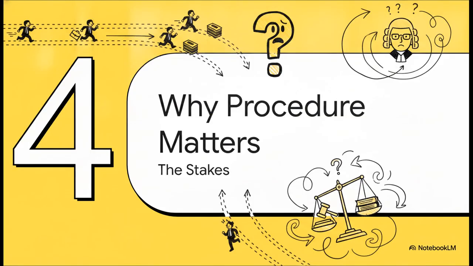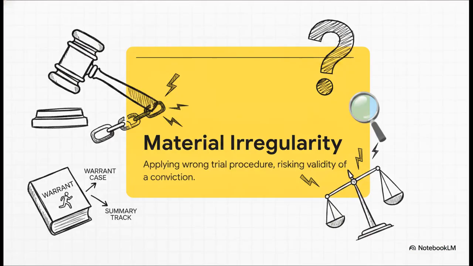Which brings us to Part 4, why this procedure actually matters in the real world. So, why should young lawyers be so totally obsessed with knowing exactly which track their client is on? Because applying the wrong trial procedure is what we call a material irregularity. If a magistrate tries a much heavier case using the speedy summary track, the appellate courts will heavily scrutinize it, and they will likely invalidate the conviction. You have to know your jurisdictional tracks, or the whole trial falls apart on appeal.